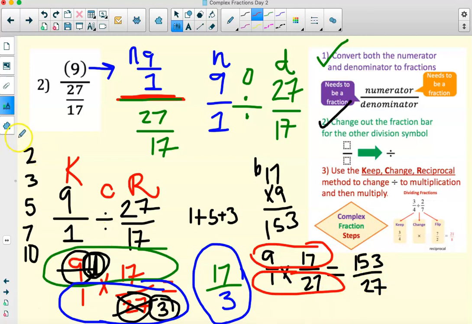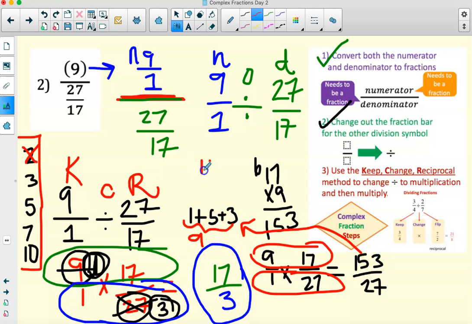So I wrote over here 2, 3, 5, 7, and 10, those are the numbers I need to check. They're not divisible by 2, they would have to have an even number in the ones place. If it's divisible by 3, well, 27 I already know can be divided by 3. You can see my work over here. I added 1 plus 5 plus 3 gives me 9. And since 9 is a multiple of 3, I know I can divide 153 by 3.